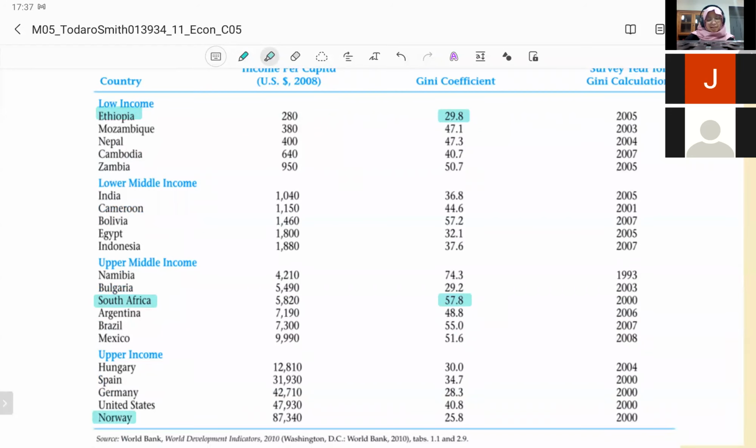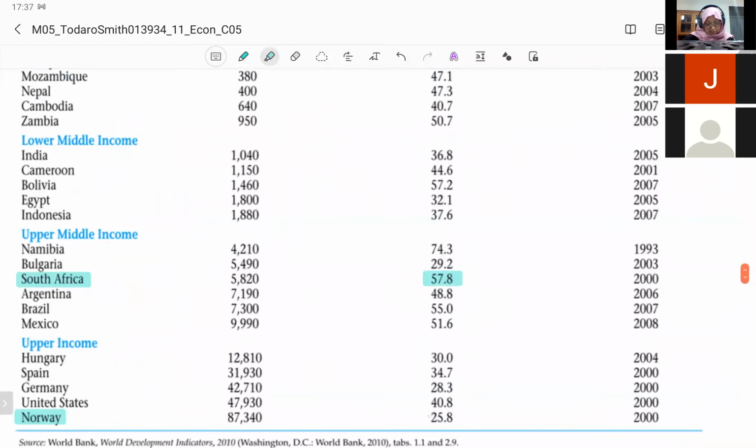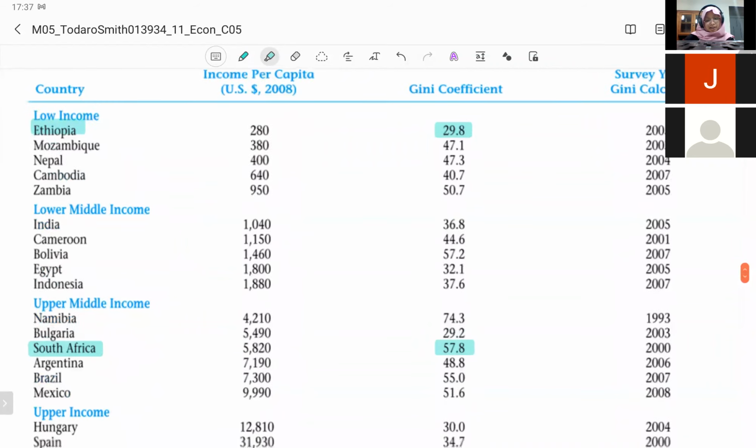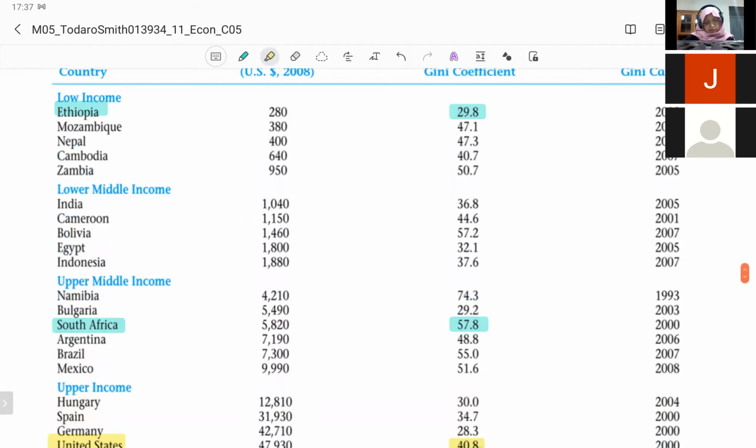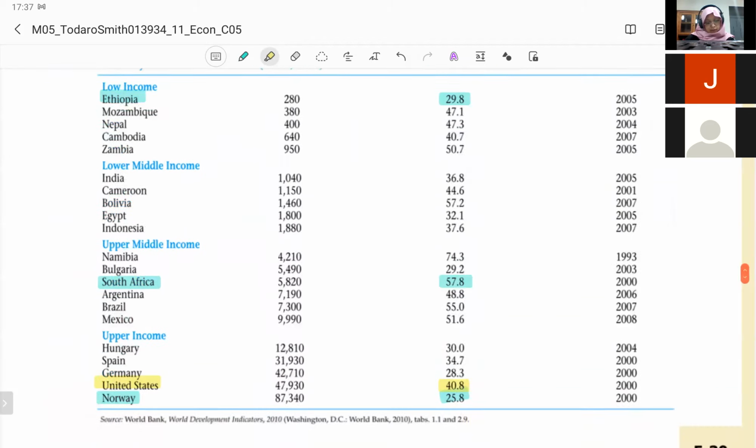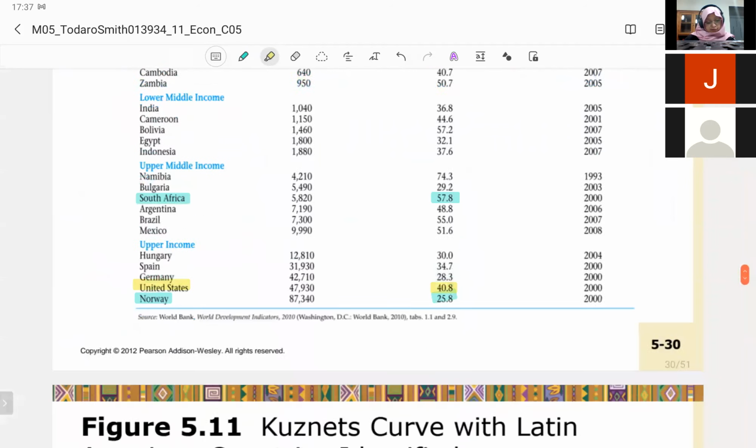Norway is a very rich country, but their Gini coefficient is even lower than Ethiopia. Okay, so this is an example of rich country whose income distribution is quite equal. So Norway. And then you have US here, where their Gini coefficient is quite high, because even though they are rich, they have problem of income distribution. So that's the Gini coefficient.